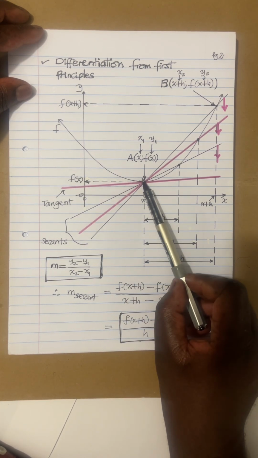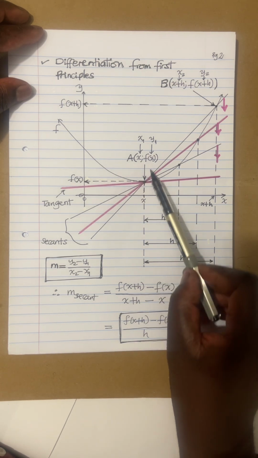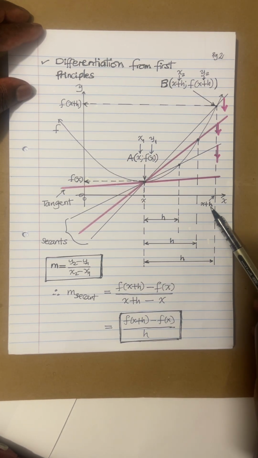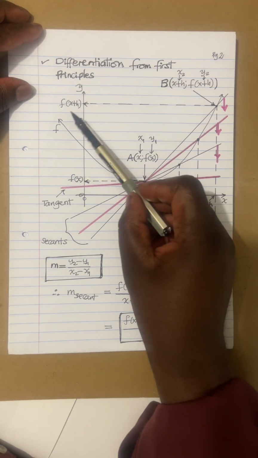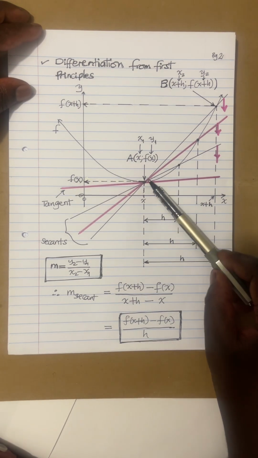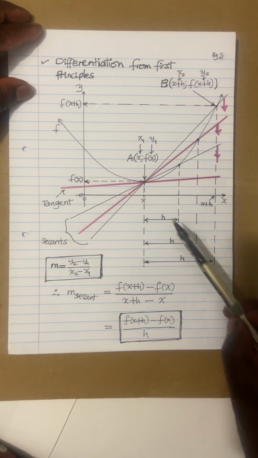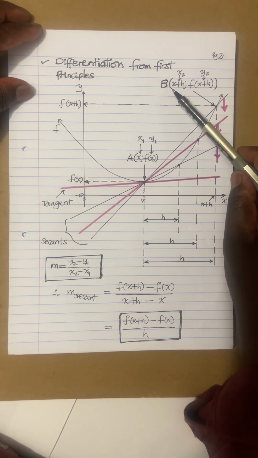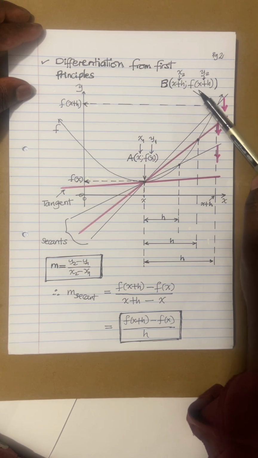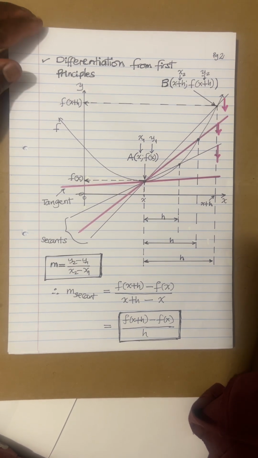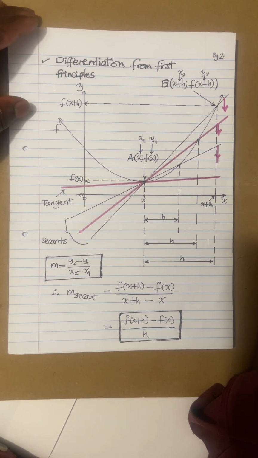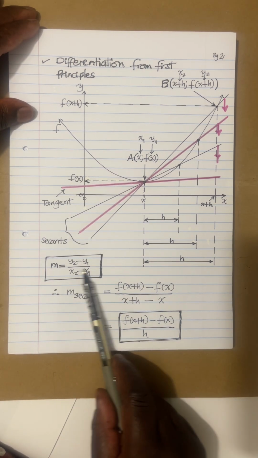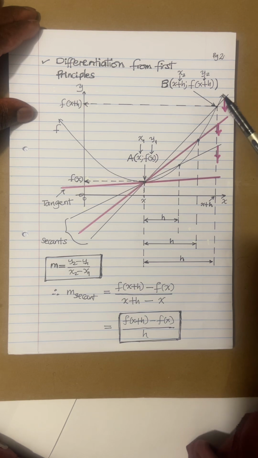So this point A here has the x coordinate x and the y coordinate f of x. That point B there has the x coordinate x plus h. The y coordinate is going to be f of x plus h. So I'm calling this point A and I'm calling that point B. Now, the x values, I'm going to call them x1, y1. And there I'm going to x plus h, I'm going to call it x2. And then f of x plus h, I'm going to call it y2. Now, why am I doing that? Because the gradient of any straight line is given by that formula there. So I want to talk about gradient of the secant.